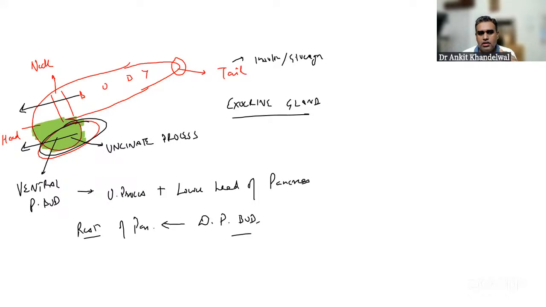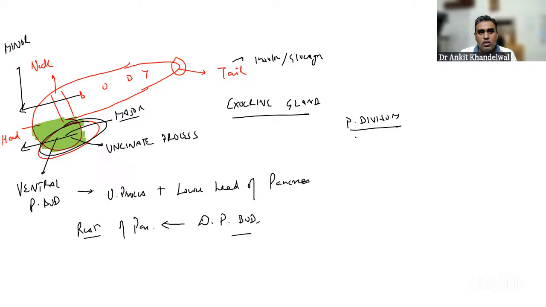So you should know that these two buds normally fuse. But if they don't fuse, then these two will have separate ducts. And normally this upper duct in normal anatomy, we call it the minor pancreatic duct or duct of Santorini, and this lower duct is normally called the major duct or duct of Wirsung. But when the buds don't fuse, that anomaly is known as pancreas divisum.